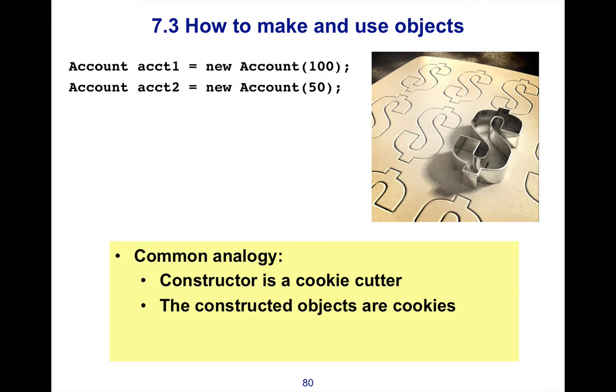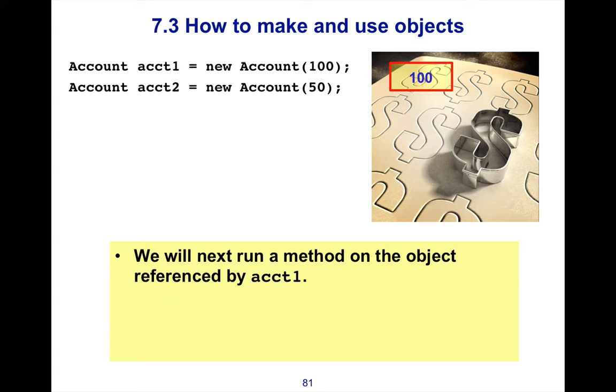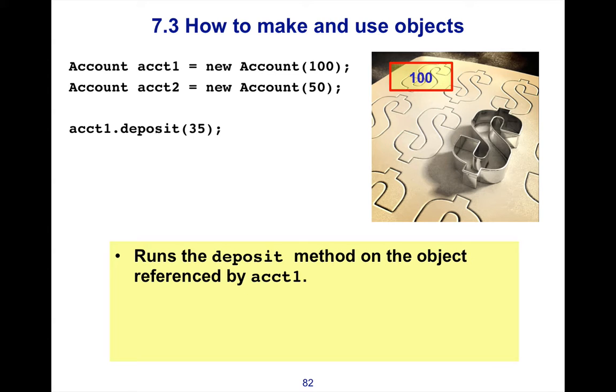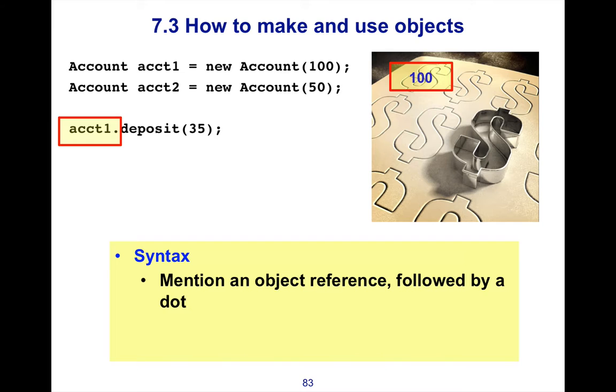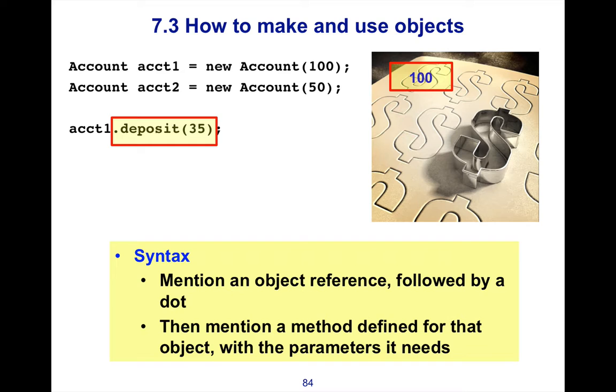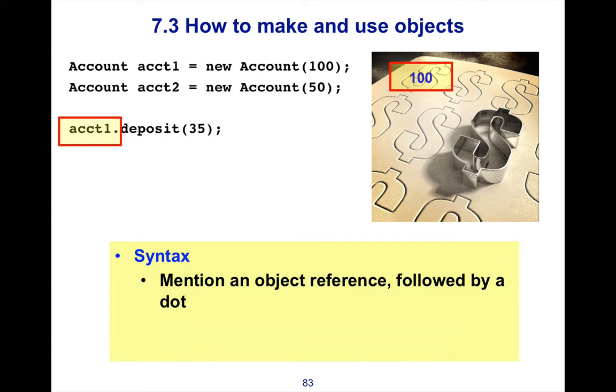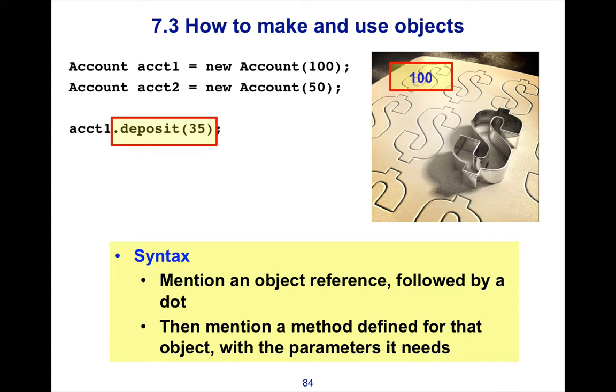So let's take our account1 object and run some methods on it. The syntax for doing this is to mention the object reference, in this case account1, followed by a dot, and then to mention the method you wish to call on that object. So account1.deposit(35). If I were saying this in English, I would say, hey account1, go off and run your deposit method and deposit $35 into your balance. So we mention the account with a dot following it, and then the name of the method, followed by any information needed by that method's parameters.